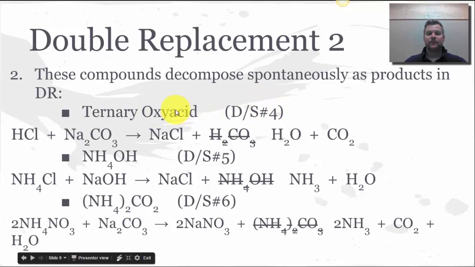And then for the double replacements, specifically, if it's not the acid-base neutralization, you're looking for, do I have a ternary oxyacid? Am I making ammonium hydroxide? Am I making ammonium carbonate? You just need to kind of memorize these three as products to look out for and be aware that you need to just look. That's the key here.